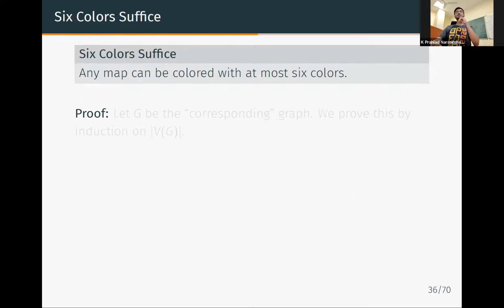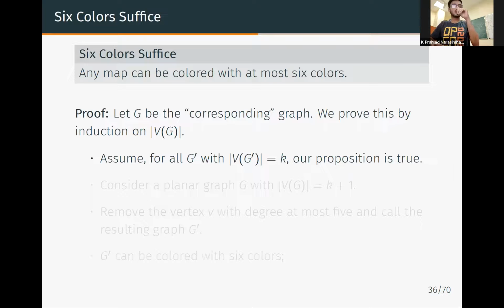So what we'll do now is prove that 6 colors suffice, right? If you give me any map, then I will color it with at most 6 colors. So take any map, and let G be the corresponding graph. We will use induction on the number of vertices in this graph. If you don't understand what's happening now, it's okay.